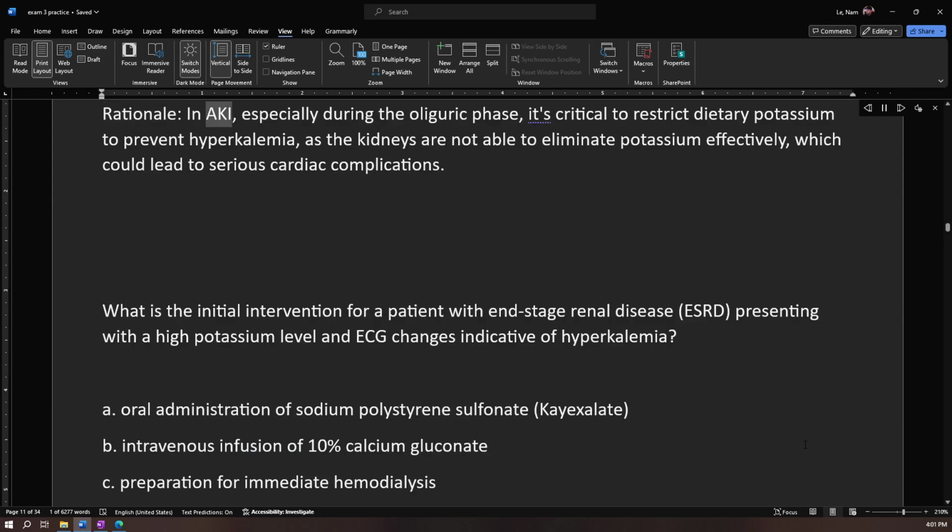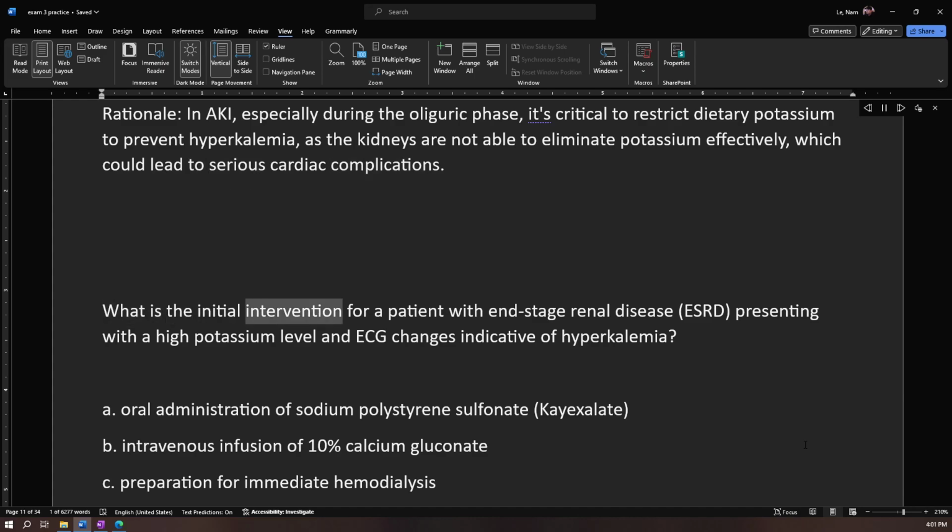Rationale: in AKI, especially during the oliguric phase, it's critical to restrict dietary potassium to prevent hyperkalemia, as the kidneys are not able to eliminate potassium effectively, which could lead to serious cardiac complications.